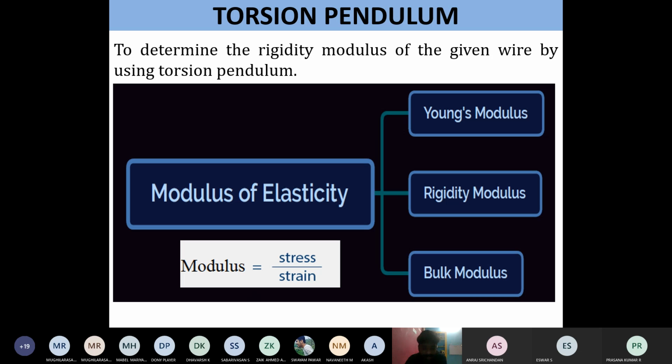So this is the introduction for modulus of elasticity. Why, sir, are you considering the modulus of elasticity here in the torsion pendulum? You can see the objective here: it is used to determine the rigidity modulus of the given wire. Rigidity means angular change. So angular stress by angular strain is called the rigidity modulus. This is a small introduction about the torsion pendulum.